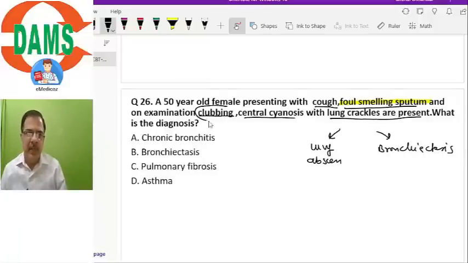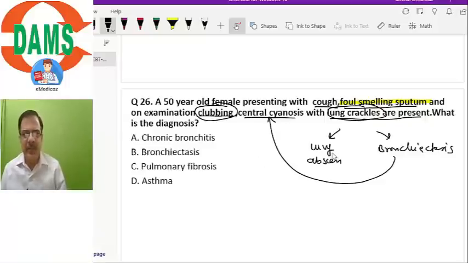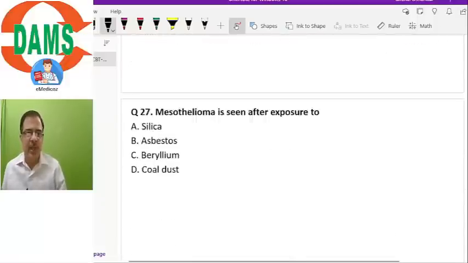Both present with clubbing, both have lung crackles. So cyanosis is usually present in cases of bronchiectasis, cyanosis is unlikely in lung abscess. So the answer here will be bronchiectasis. Unfortunately, lung abscess is not written, which could be an important differential diagnosis in this condition.